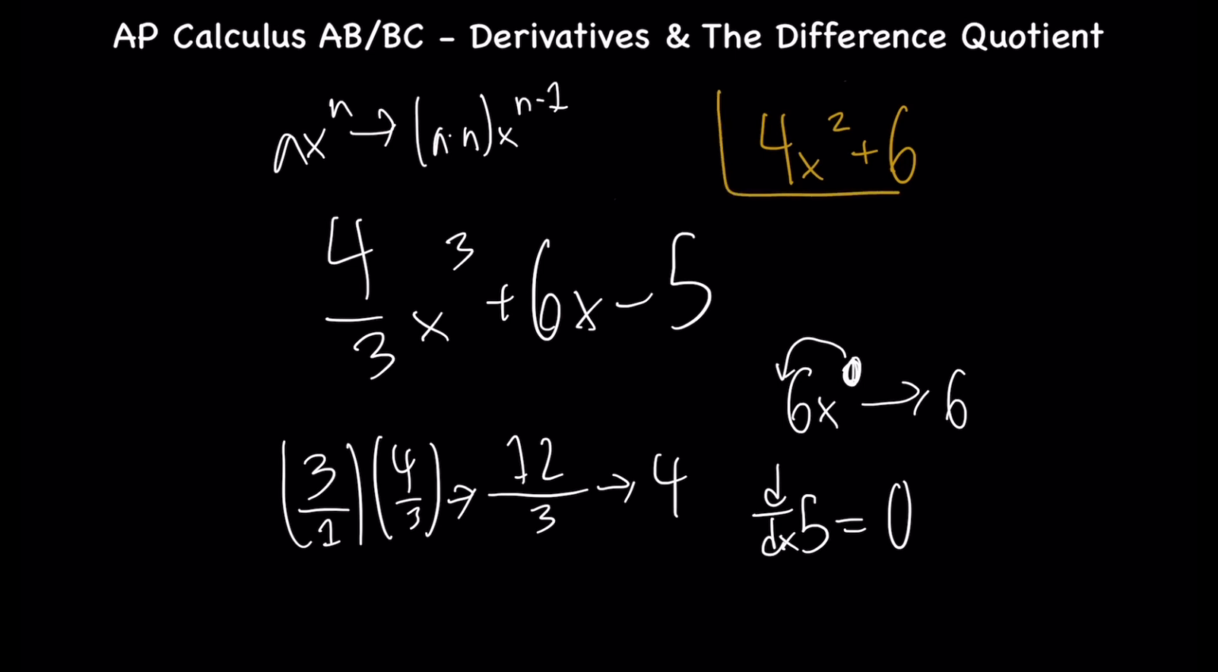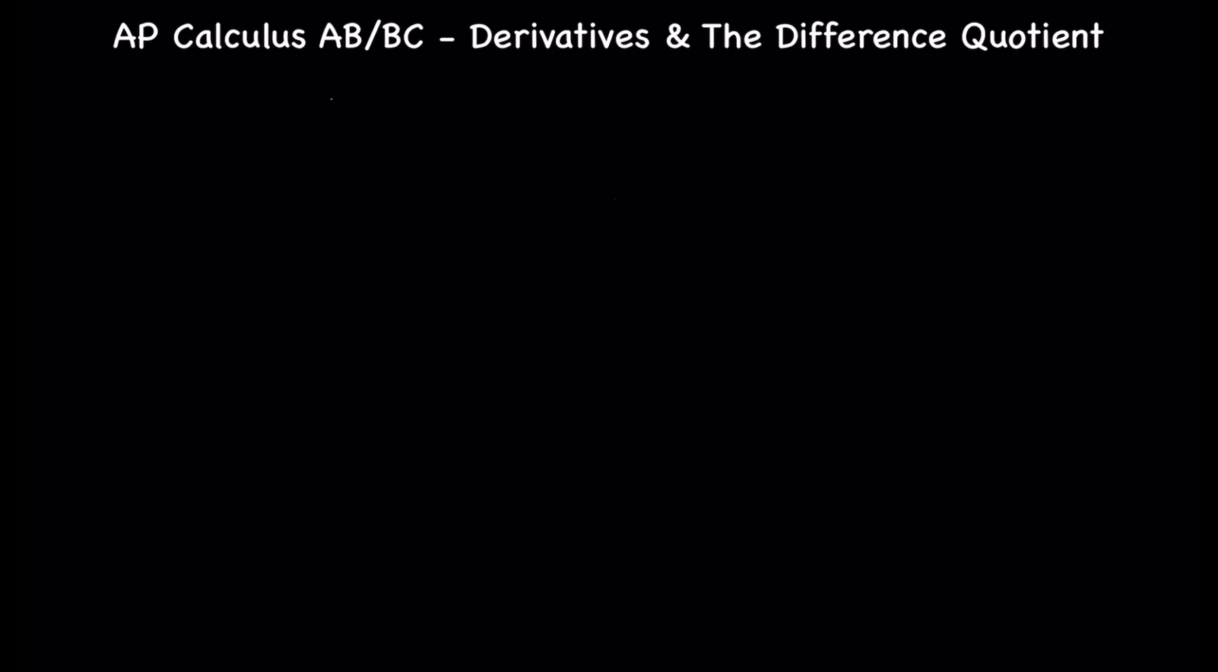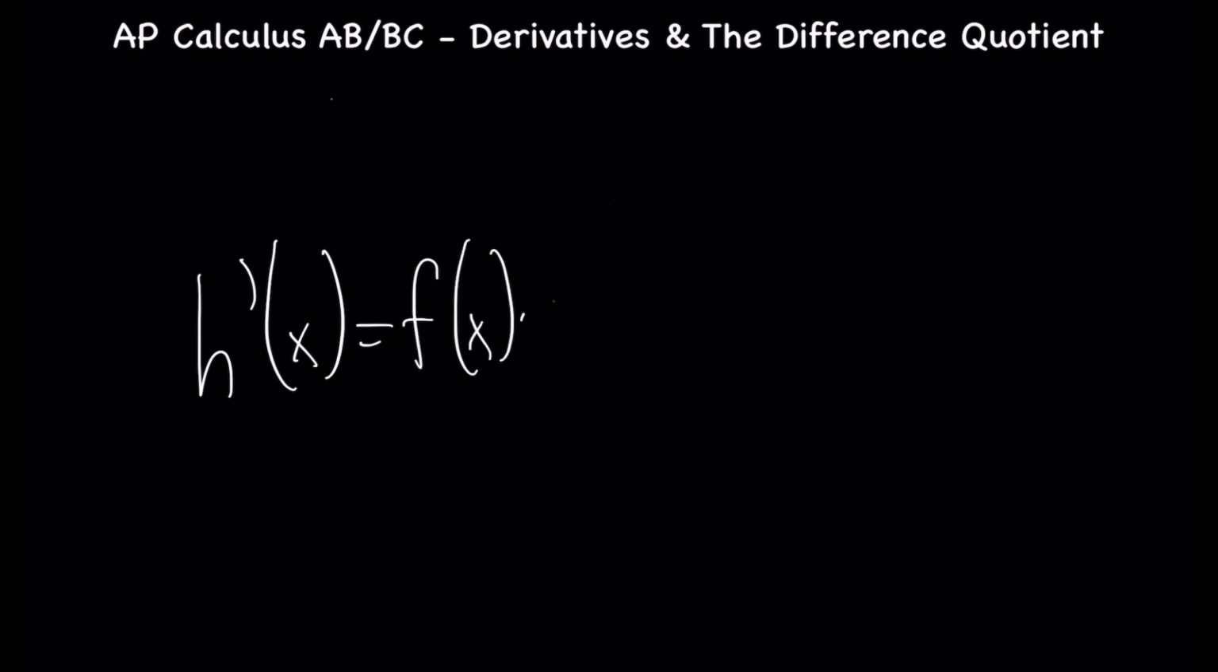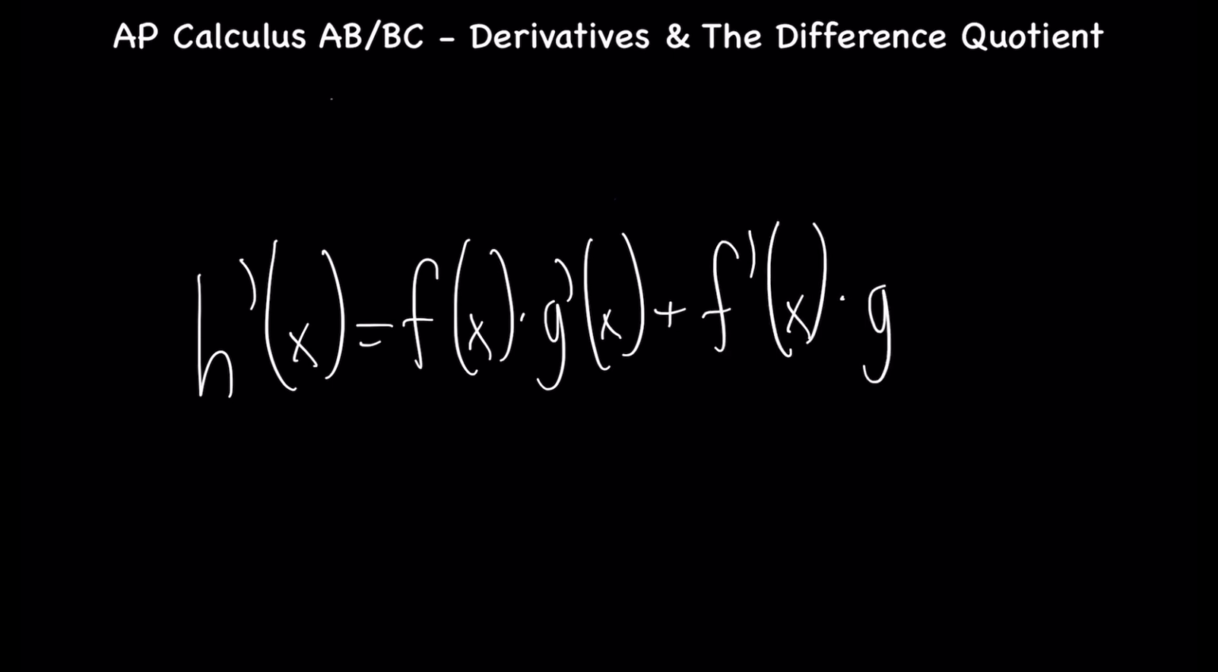And so you have your derived equation. So the product rule states that the derivative of h of x, or h prime of x, is equal to f of x times the derivative of g of x plus the derivative of f of x times g of x. This is essentially what the product rule is stating.